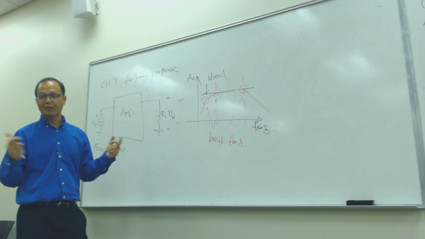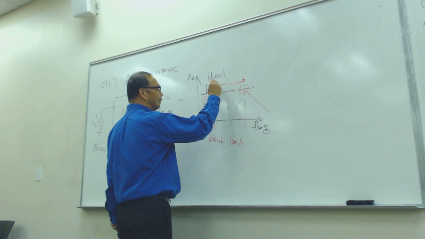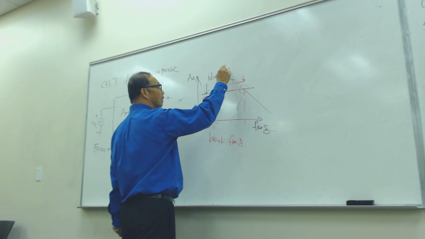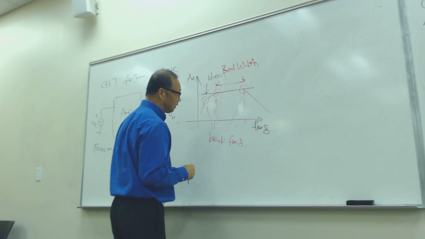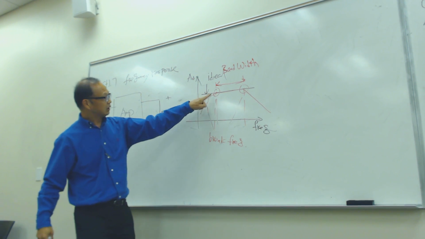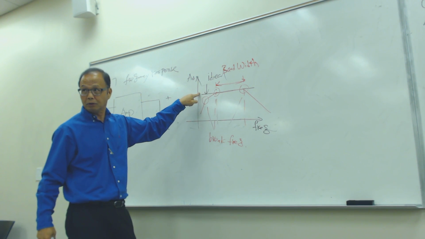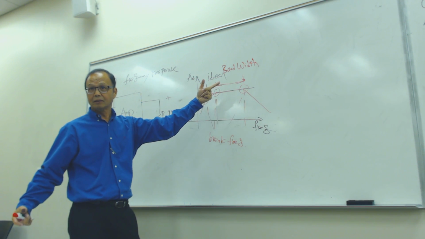Yes? So naturally, you would like to have the bandwidth to be as what? As wide as possible, right? That means you want this frequency to be as low as possible. You want this frequency to be as high as possible. Got it?